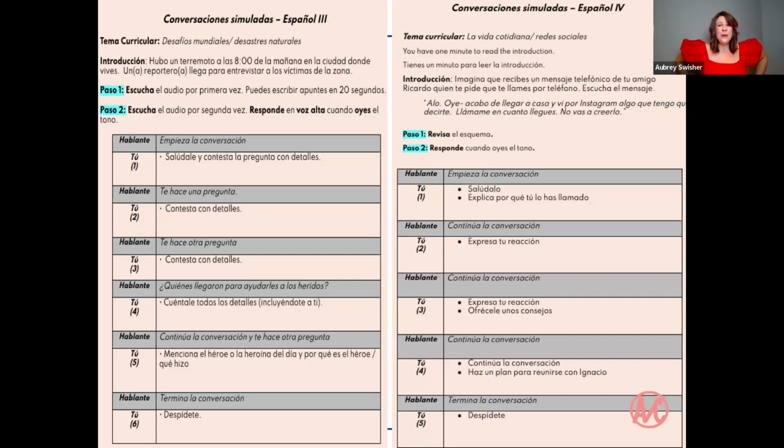All right, so this is moving on to 3. You can see, oh no, what? You really stepped it up. Yes, we did. You guys are ready, right? They still have their introduction. It's put out there. It's very comprehensible. And then they have their 2 steps.